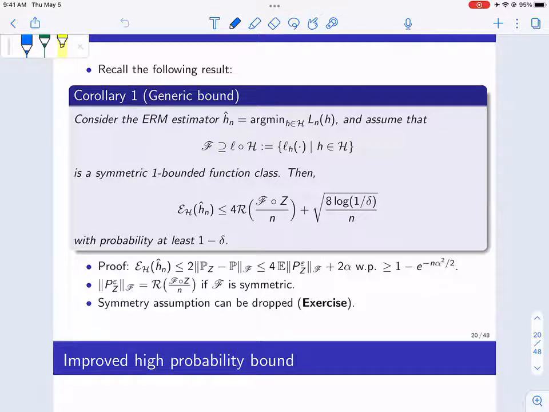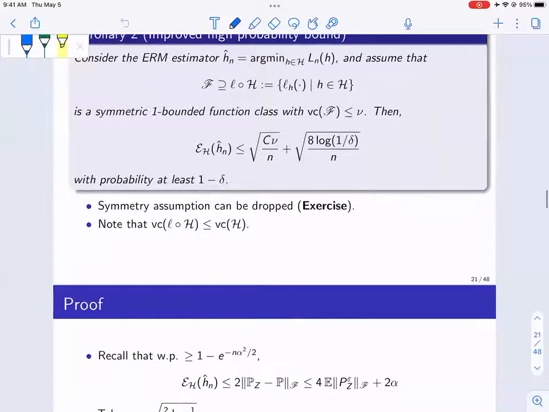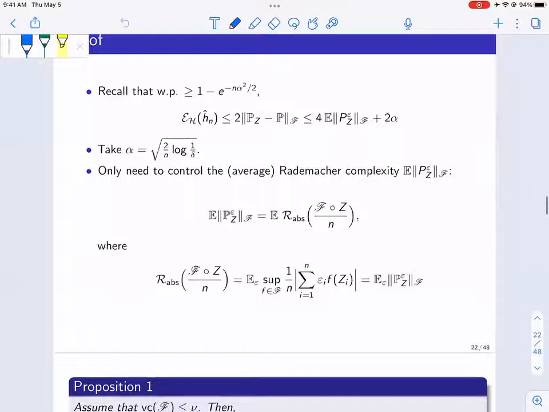And so the point is to control this Rademacher complexity. We did a simple bound using the Sauer-Shelah lemma that gave us root nu log n over n. You can do a better job. You can translate that Sauer-Shelah to an entropy or covering number bound, and then use Dudley's integral to control that Rademacher complexity. And this gives you a root C nu over n, which is sort of optimal without further assumptions.